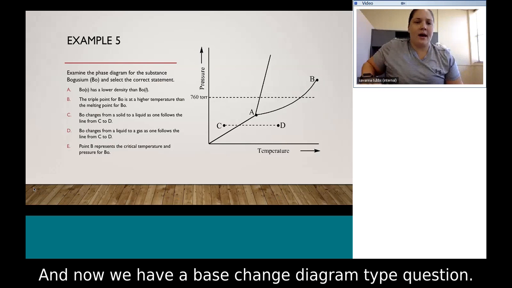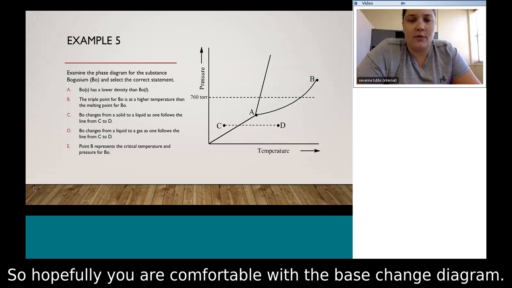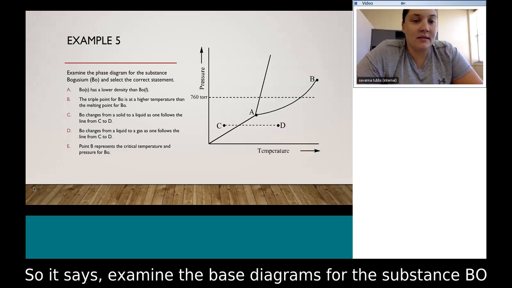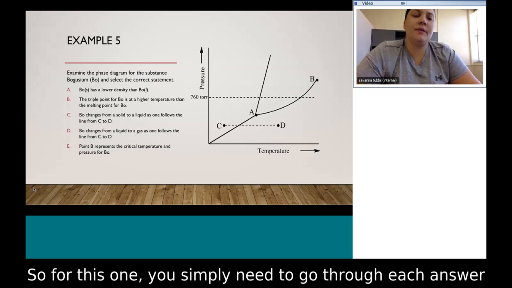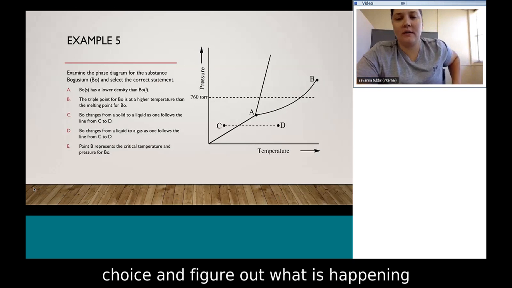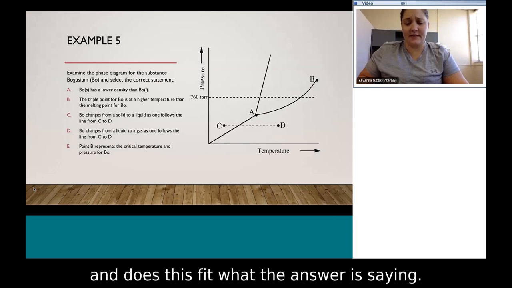And now we have a phase change diagram type question. So hopefully you are comfortable with the phase change diagram. It says examine the phase diagram for the substance BO and select the correct statement. For this one, you simply need to go through each answer choice and figure out what is happening, and does this fit what the answer is saying?